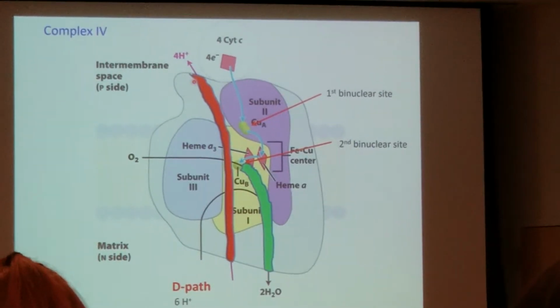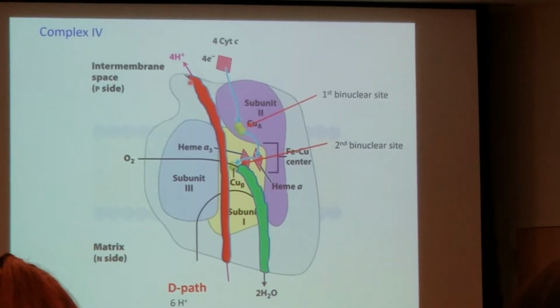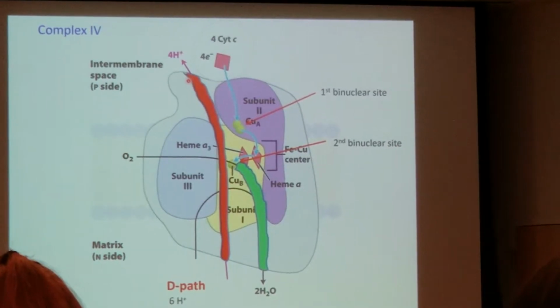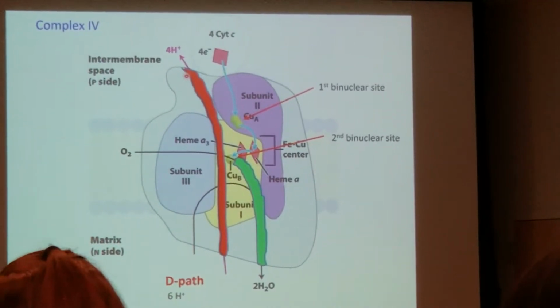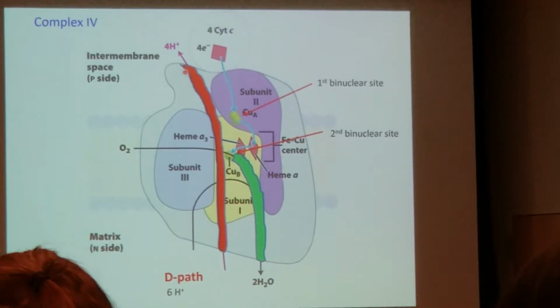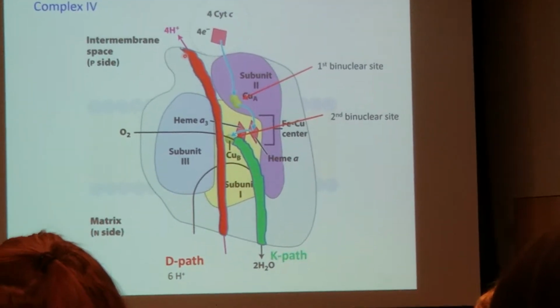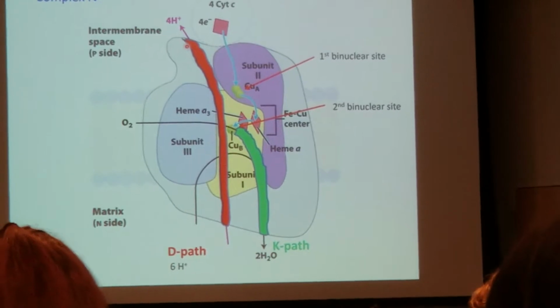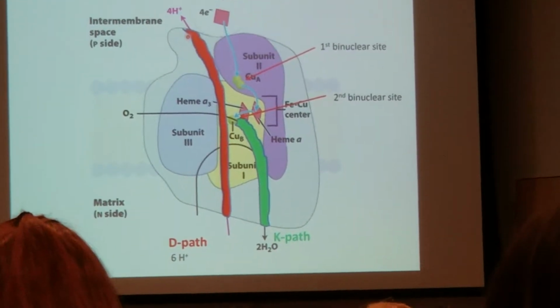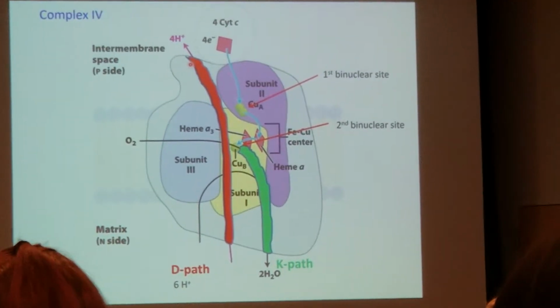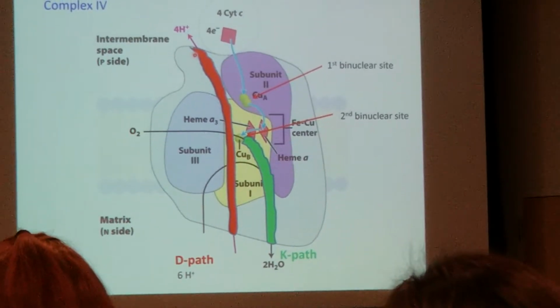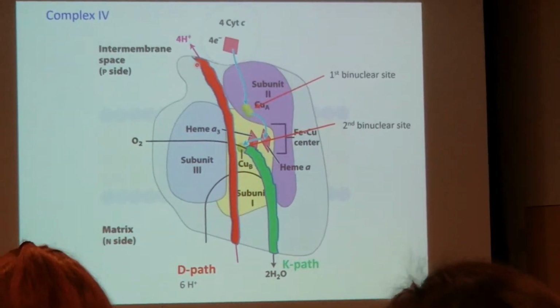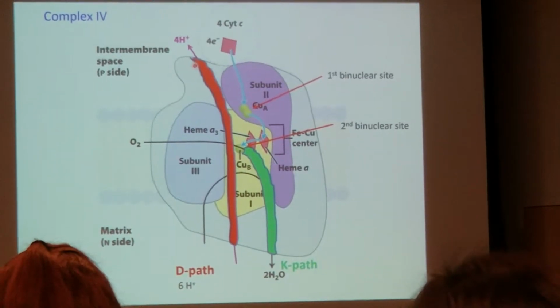It turns out there's a second path. Why 2 paths, Dr. Hill? We don't know. But there's a second path for protons to hop along. And this is called the K path. K is the 1-letter code for which amino acid? Lysine. So there's a lysine in this pathway. There are other residues that are weak acid base groups, but people who discovered this named it the K path.